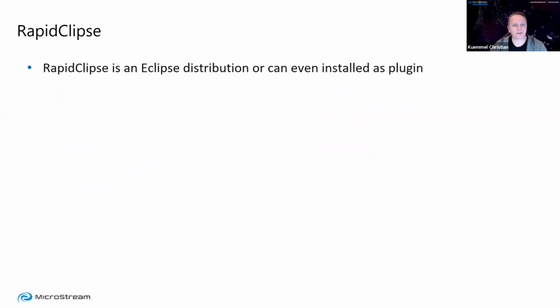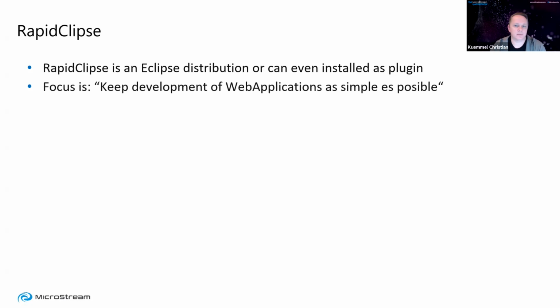So, okay, let's start. What's RapidClipse? RapidClipse is basically an Eclipse distribution, or you can even install it as a plugin. But I would recommend installing RapidClipse as a standalone application beside your normal Eclipse, so it's easier to use, and you can decide what you want to use. Sometimes it's a little bit slower when you use it as a plugin, but it's okay.